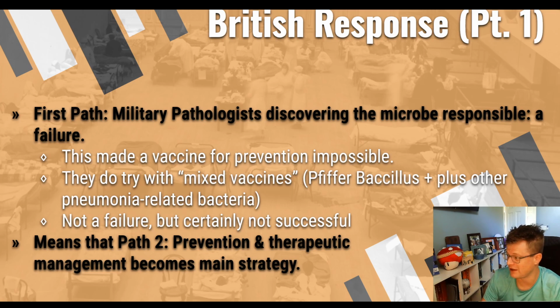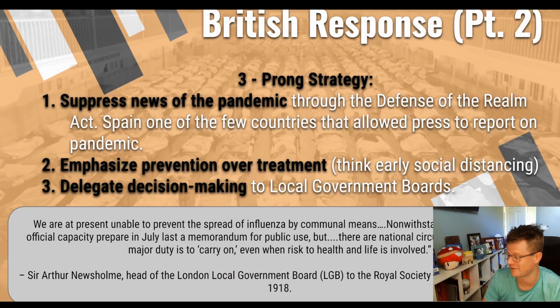So then what are they really left with? Well, if you can't detect the virus, you can't make a vaccine for it, then really all you can do is try to prevent people from getting it and then help them if they do get sick. And that really is going to become the main strategy. But as you're going to see, that manifests in some really weird different ways.